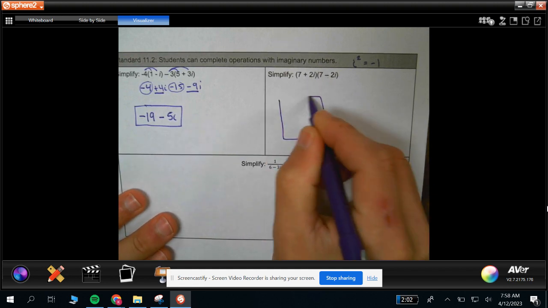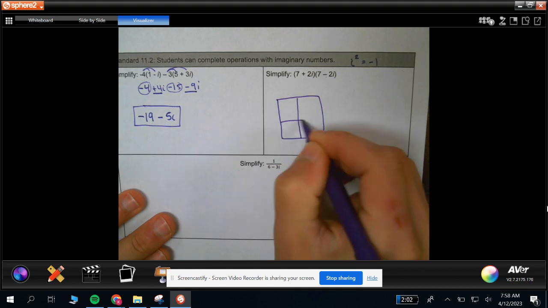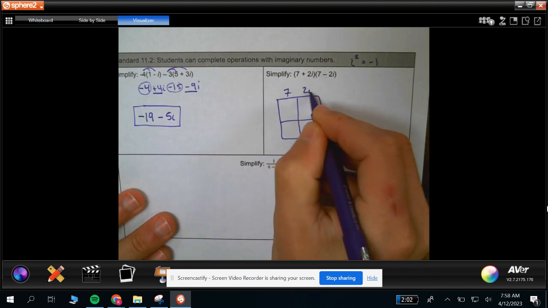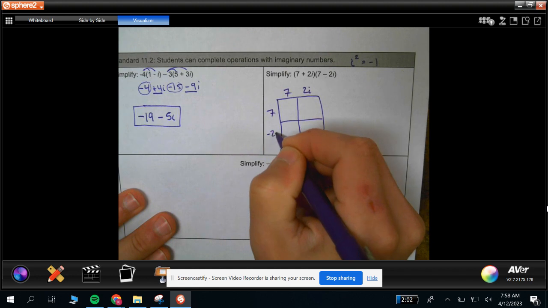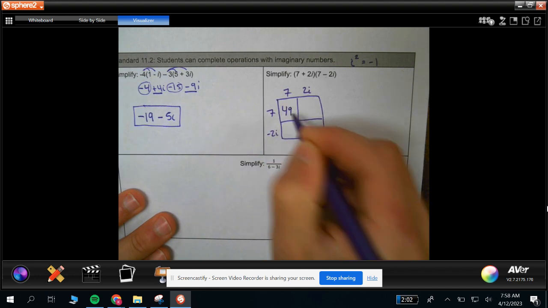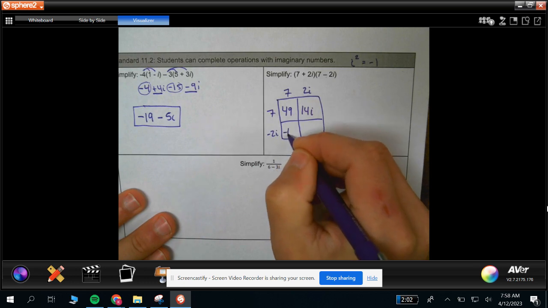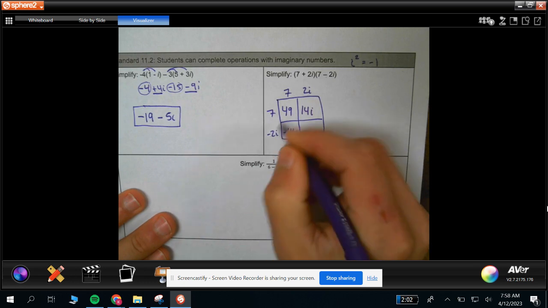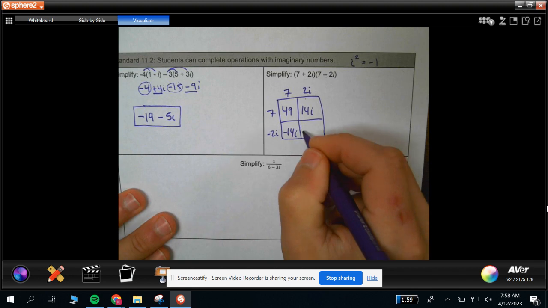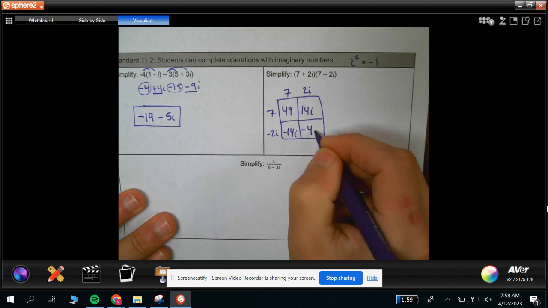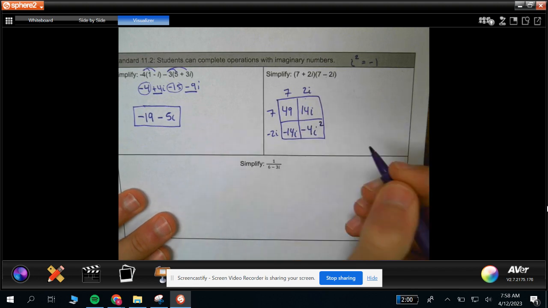When we're multiplying binomials, go back to our old friend, the area model. 7 plus 2i, 7 minus 2i. 7 times 7 is 49. 7 times 2i is 14i. 7 times negative 2i is negative 14i. Negative 2i times 2i, negative 2 times 2 is negative 4. i times i is i squared.